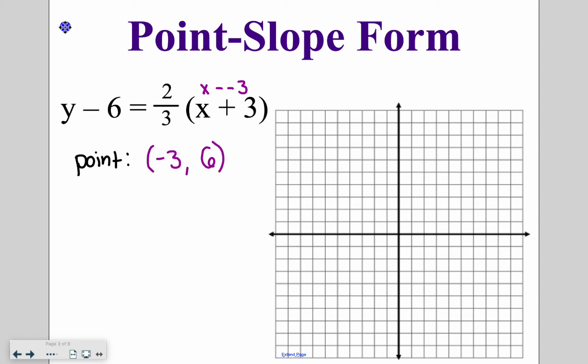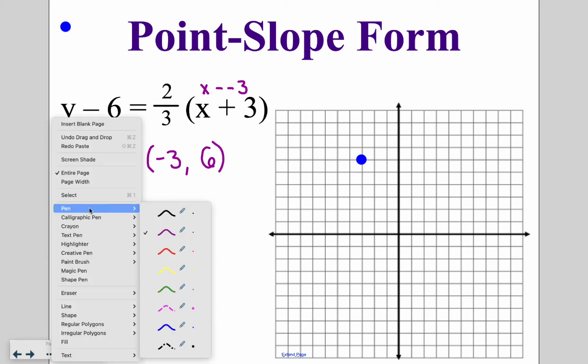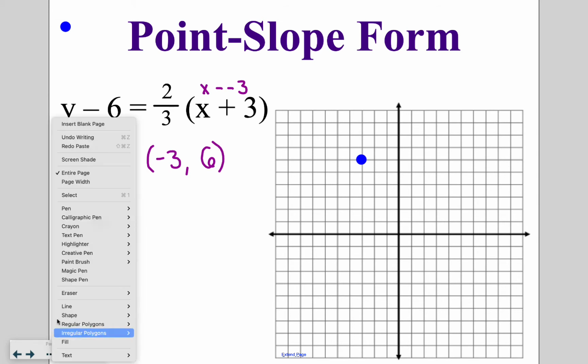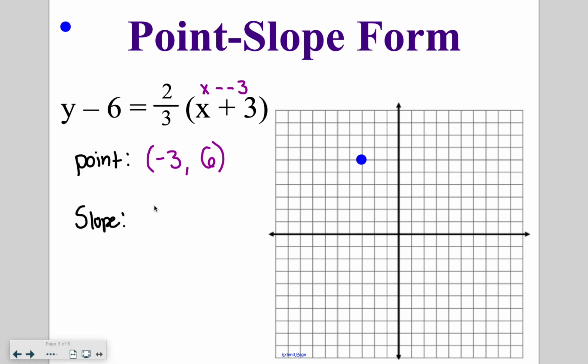So I'm going to go ahead and put that point on the graph to start. So -1, 2, 3, and then up 1, 2, 3, 4, 5, and 6. Then I need to figure out what my slope is. Again, we're going to pull that directly out of the equation. So in this case, my slope is 2/3, meaning that we are going to go up 2 and right 3.